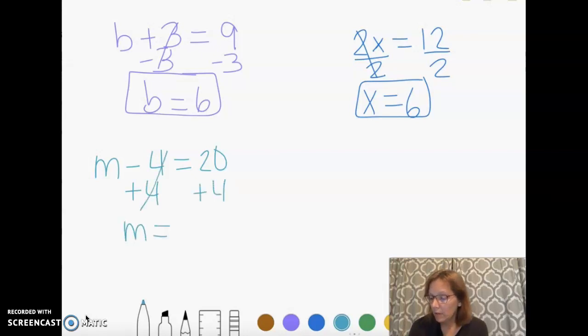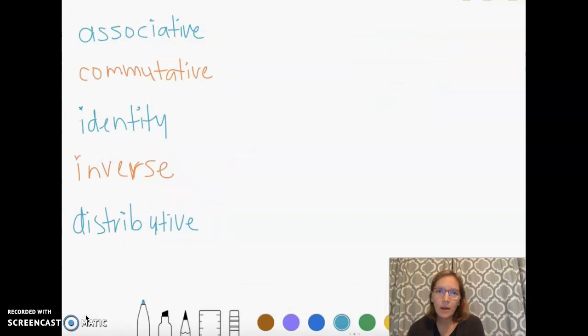And m equals 24. Okay, so I got my Miami Dolphin colors out for you guys because I know everybody loves the Dolphins just like me.